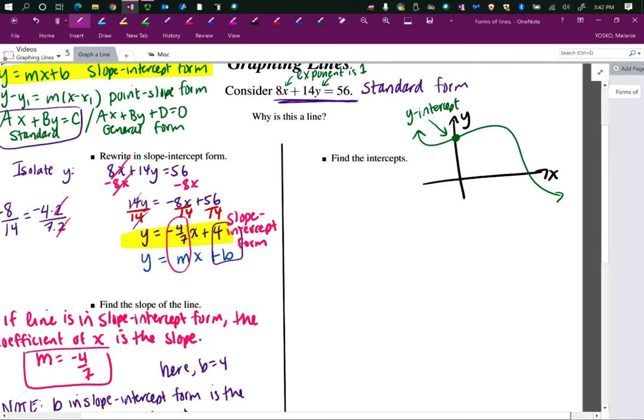Look carefully at it. The y-intercept is where the graph, as we said, intercepts the y-axis. So it's right along the y-axis. I don't go to the left. I don't go to the right. I am exactly on the y-axis. So I have not moved left or right.